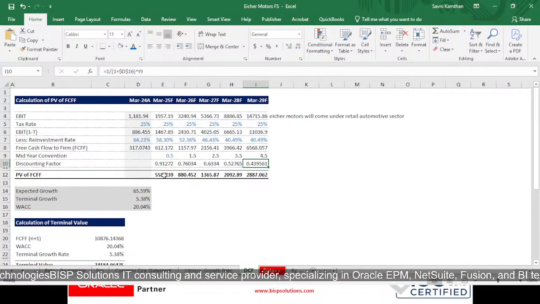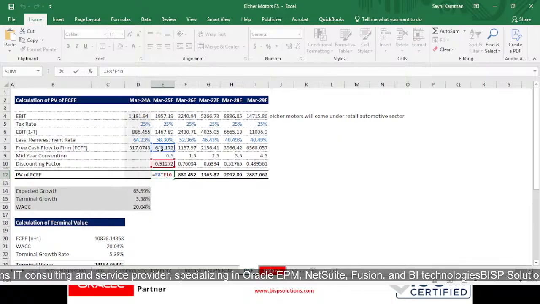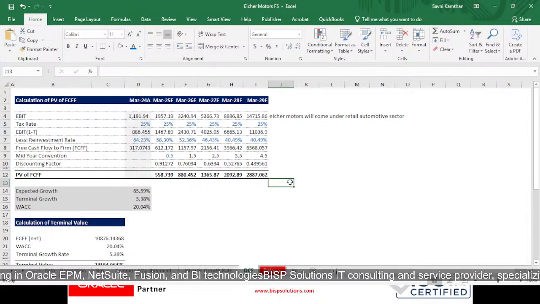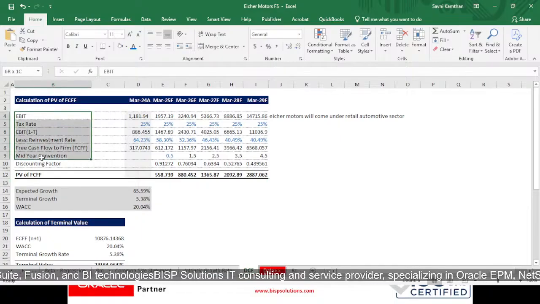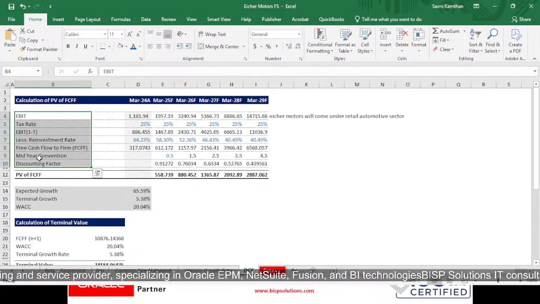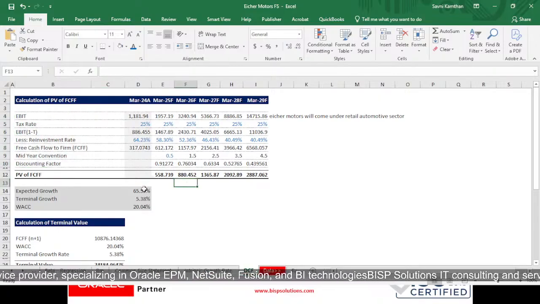Now if I want to calculate my FCFF for present value, I have to do one thing. I will be doing free cash flow to firm into my discounting factor. So I will be getting 558.739 and dragged it till the end. If you guys are not able to understand these terms, we will be learning that. Don't worry about it. Just understand the basic things now, then we will be moving to the broader terms of the same calculations and same terms. So don't worry about it.